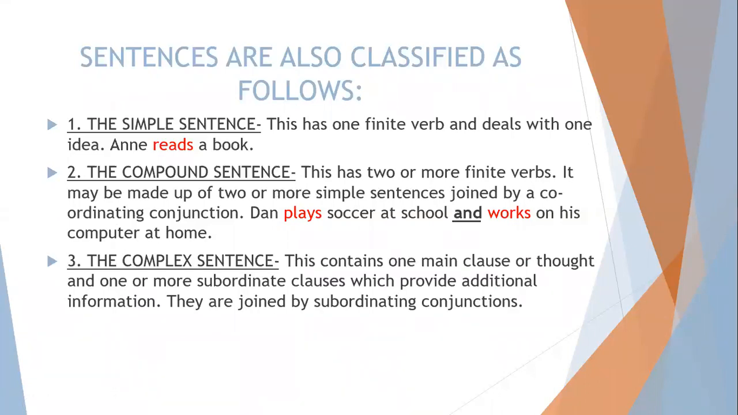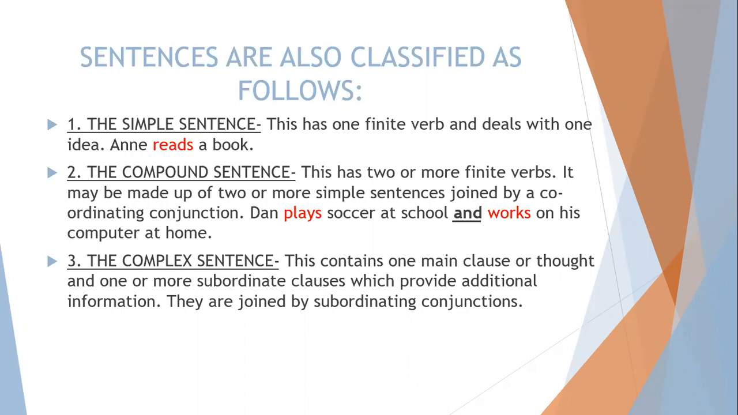Then a complex sentence, this contains one main clause or thought and 1 or more subordinate clauses. Remember when we looked at phrases and clauses, that comes into play here. So this will then provide additional information and they are joined by subordinating conjunctions as well. So look at the difference. Your compound sentence has coordinating conjunctions, and your subordinating conjunctions go with your complex sentence. Remember, there are many subordinating conjunctions to choose from. Think of words like after, although, because, before, even though, provided, since, so that, unless, whenever, wherever.